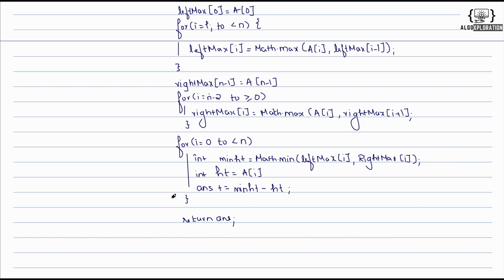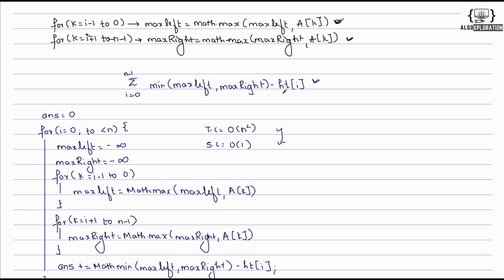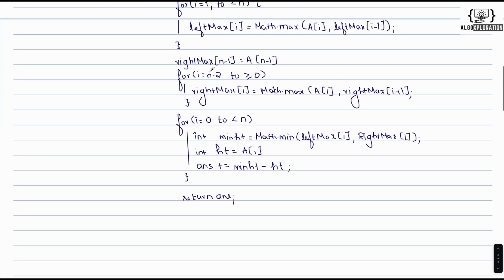I hope you got this. So this statement is actually finding the minimum of the left max of I as well as the right max of I, and I hope you know what this is, right? Now int height equals a of I is an extra line written only for readability. This is nothing but the current height of the building. Now what we are doing is subtracting the actual height of the building from the minimum of left max as well as right max, right? So this is what I've done.